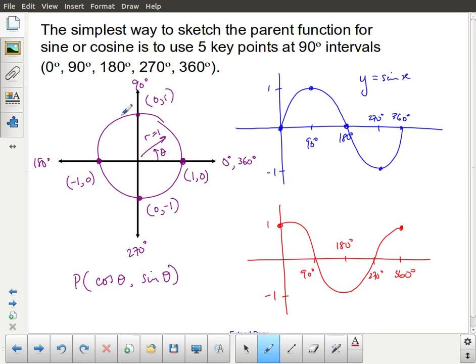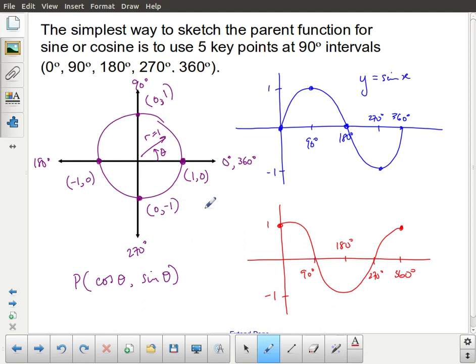So as I travel through angles, starting here at 0 degrees, what is cosine of 0 degrees? It's equal to 1 right there. What is the cosine of 90 degrees? It's equal to 0. And there it is, equal to 0. Let me rewrite that. So that's 0, 1. And so on.